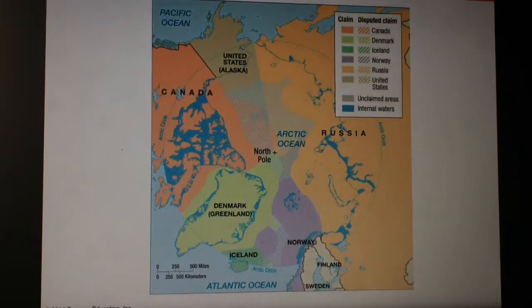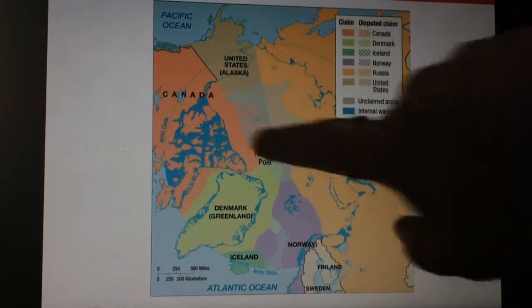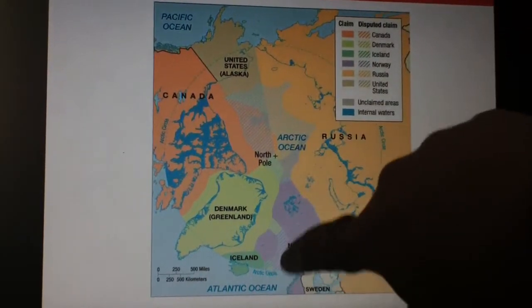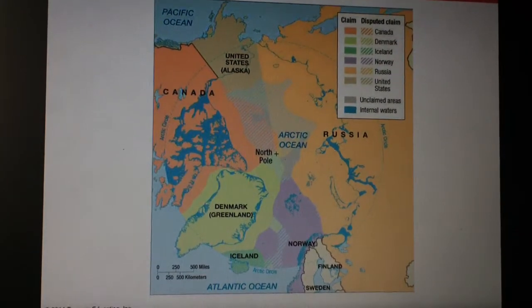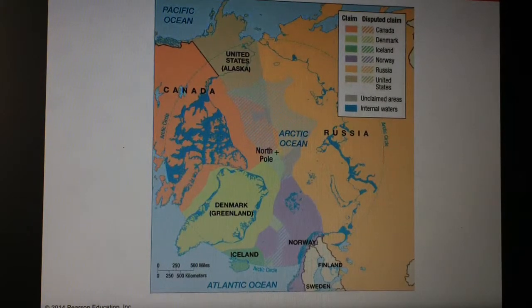Okay, and then we have Russia. Up at the North Pole, we have areas that the United States, Canada, Denmark, Iceland, Norway, Finland, Sweden, and Russia are claiming. The places that are striped are places that are disputed claims. The places that are gray are unclaimed, and the places that are blue are international waters.